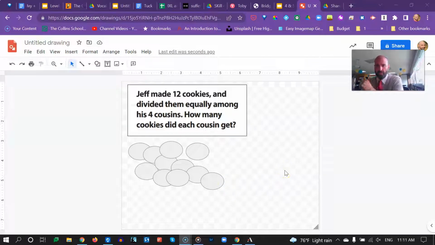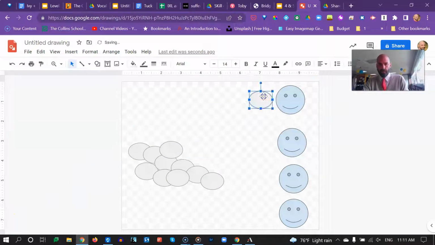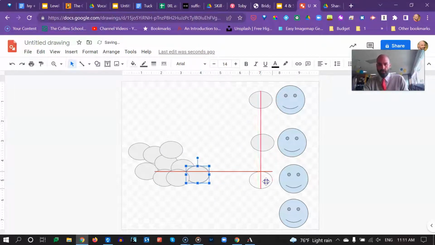I had to pause. So looking at this problem, Jeff made 12 cookies and divided them equally among his 4 cousins. Okay, so we are sharing these cookies with 4 cousins. So let's add those 4 cousins and see what happens. So I got my 12 and I'm sharing equally with each cousin.